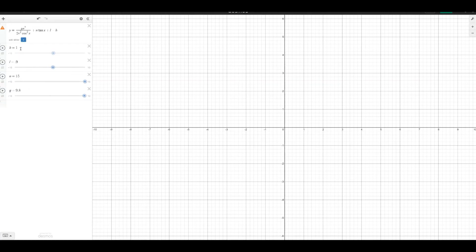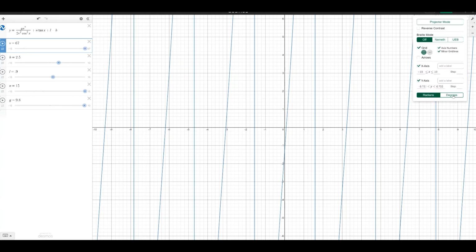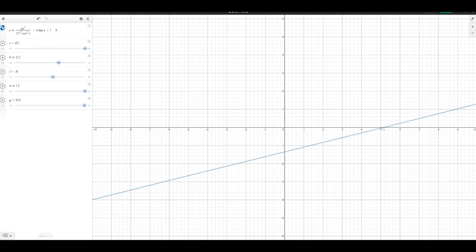H was the server height, where they could hit the ball from, and so that was about 2.5 meters for that problem. And B, let's go ahead and do the solution that I originally did with the professional tennis serve. 150 miles per hour is about 67 meters per second. Now, before we go any further, Desmos defaults to radians for the angle, so let's put that to degrees, and it's a little bit easier for us to interpret.